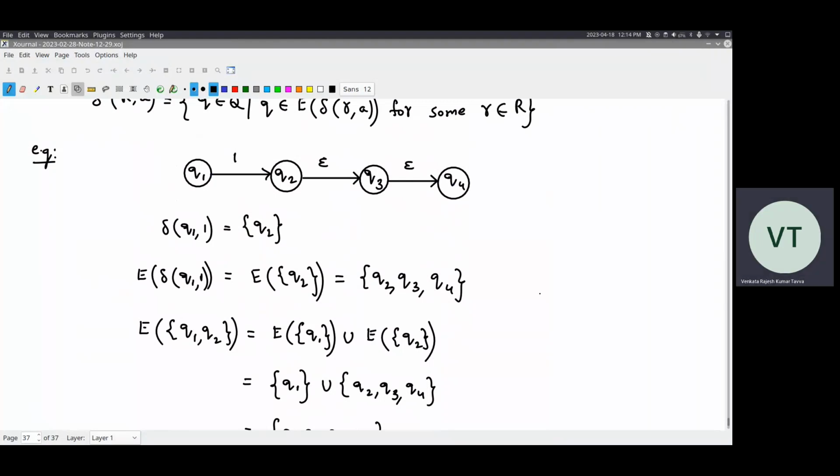So don't try to complicate it too much. Whatever states you are getting freely with the current state without reading any more input, only those states are included. If you are in Q1, are you getting any states freely without reading any more input? No. So only Q1 will be included. If you are in Q2, are you getting any more states freely? Yes. Q3 and Q4 plus Q2 because you are already in Q2. That's it. Okay.